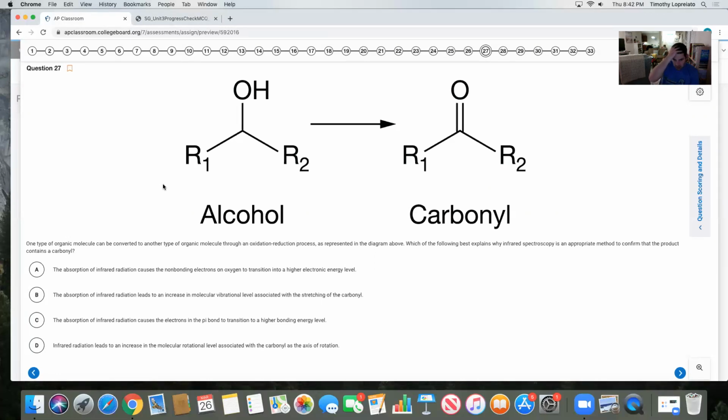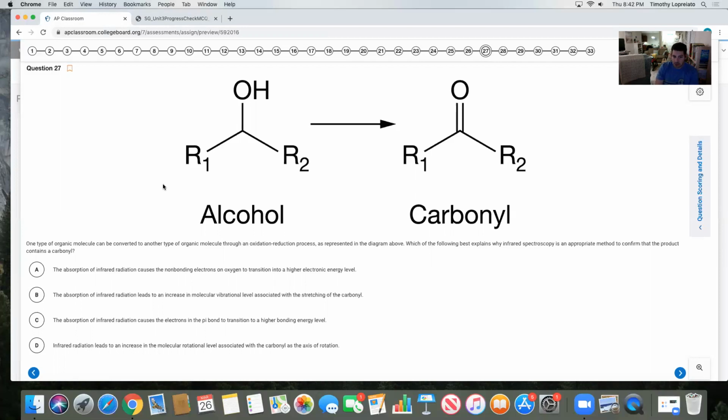All right, so let's look through the choices. Choice A, the absorption of infrared radiation causes the non-bonding electron on oxygen to transition into a higher electronic energy level. Nope, that would be the UV-vis. Choice B, the absorption of infrared radiation leads to an increase in molecular vibrational level associated with the stretching of the carbonyl. That sounds good, right? Because we have the vibrations, it's stretching.